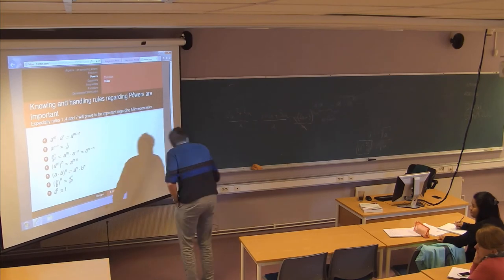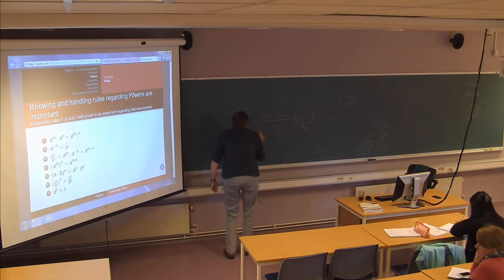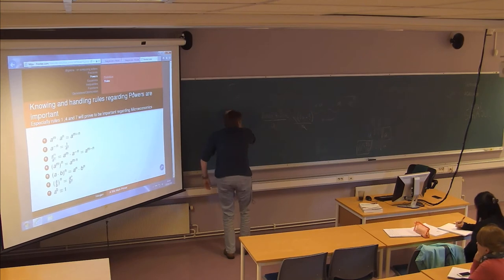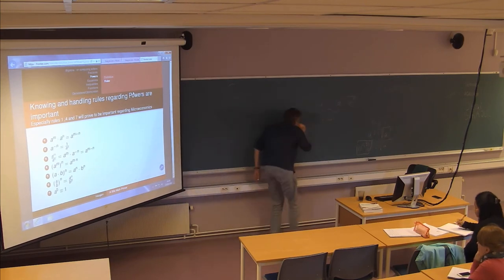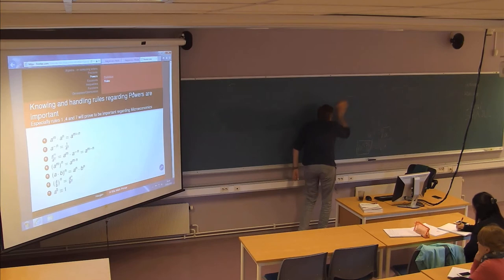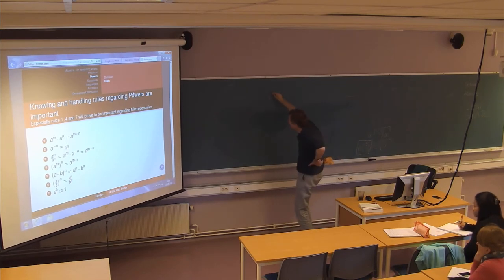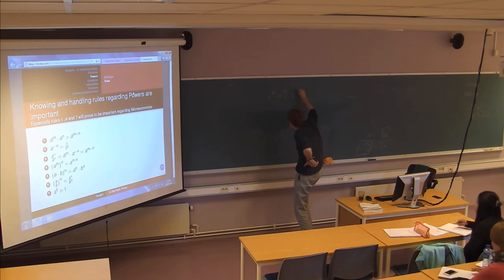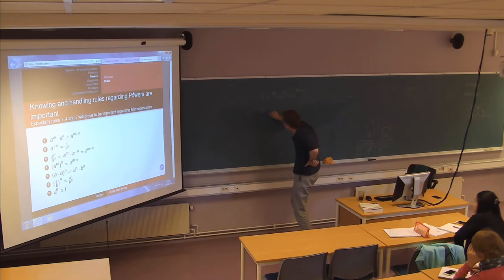Let me take that on the board, okay? Now we will do an argument, and mathematicians will call it a proof. Given that we know that a to the power of m times a to the power of n is the same as a to the power of m plus n, we know this one, and we know the other one, a to the power of minus n equals 1 over a to the power of n.